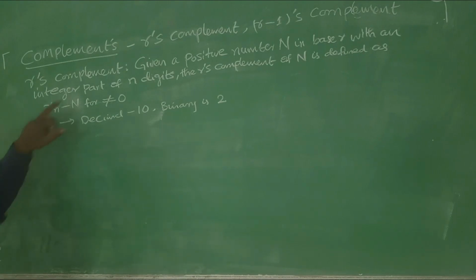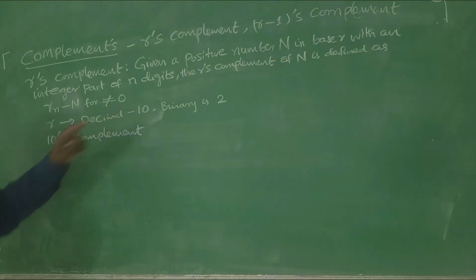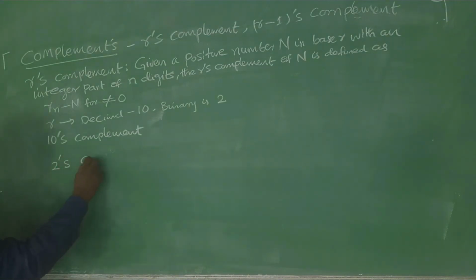So when it comes to R's complement in the decimal number system, it is considered as the 10's complement. When we discuss the binary number system, it is considered as the 2's complement.